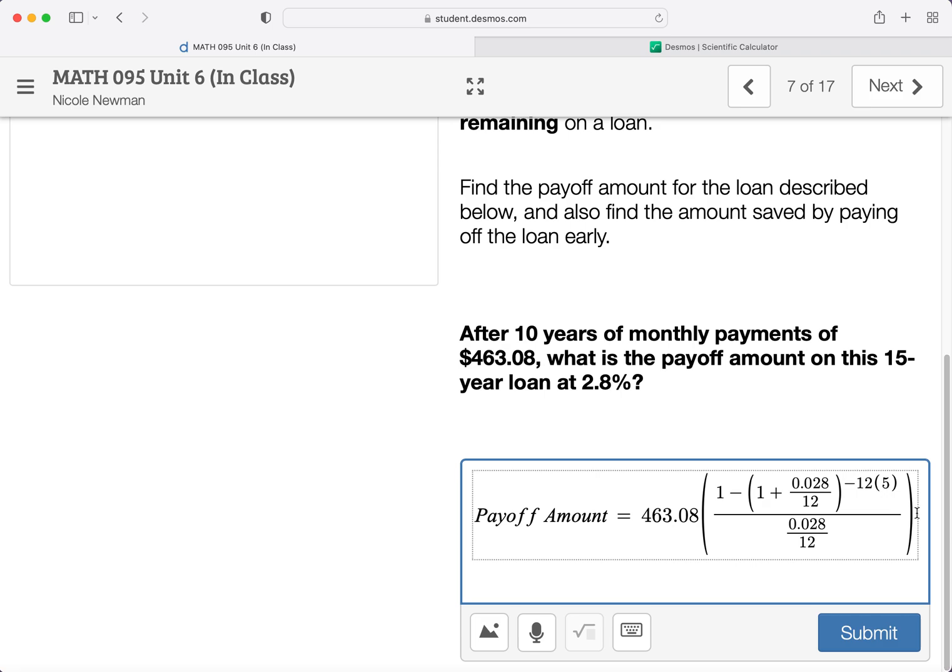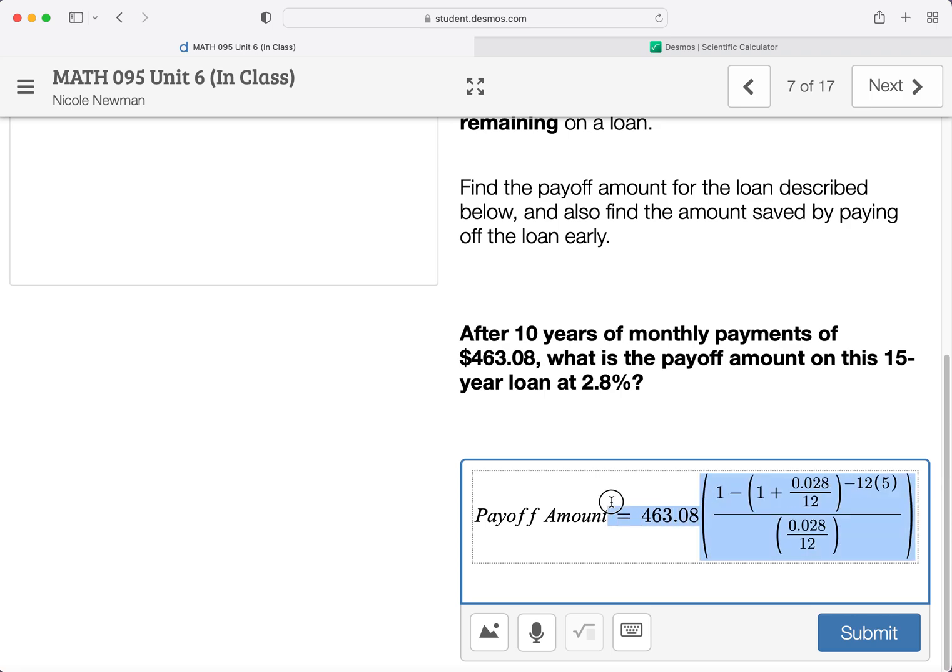If you were going to do this on your handheld calculator, you would do the exponent first, and then do the entire numerator this time, using that negative 60. Then you would come outside to 463.08 times your previous answer, and then divided by this denominator down here. So if you are going to use a handheld calculator, I would highly encourage you to put an extra set of parentheses down here.